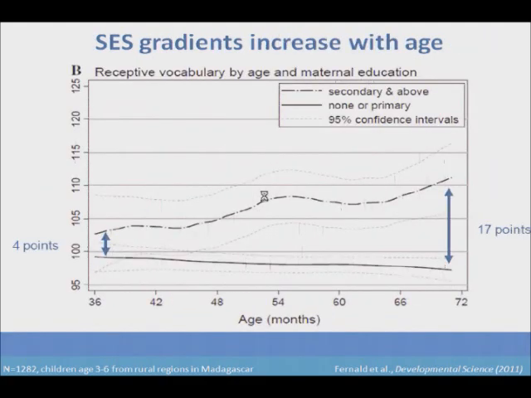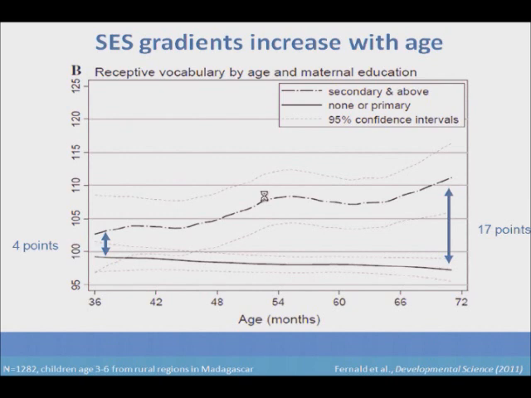There was also a significant interaction effect with age, which was characterized by a divergence in test scores between higher and lower education with increasing age. So you can see that this 4-point difference at the age of 3 becomes a 17-point difference between low and high educated mothers and children of those mothers by the age of 6.